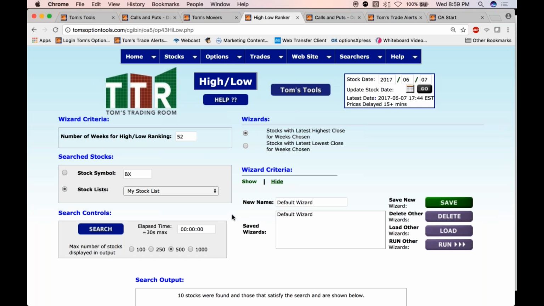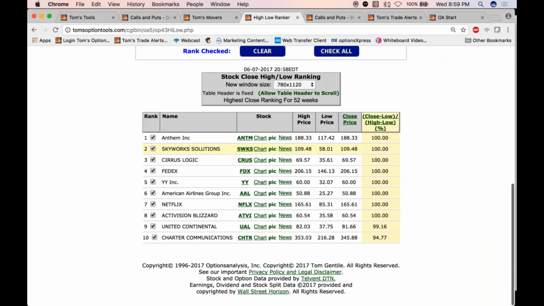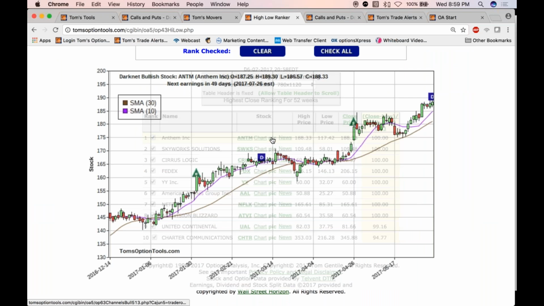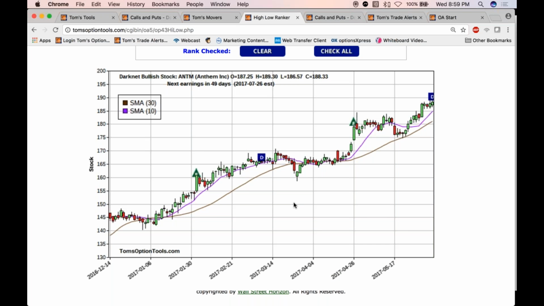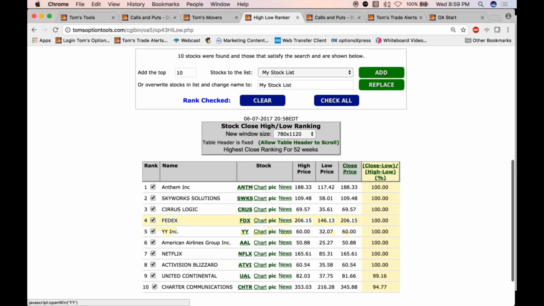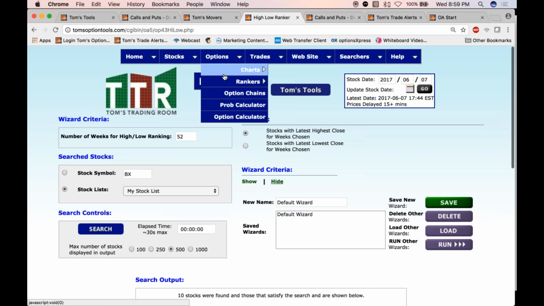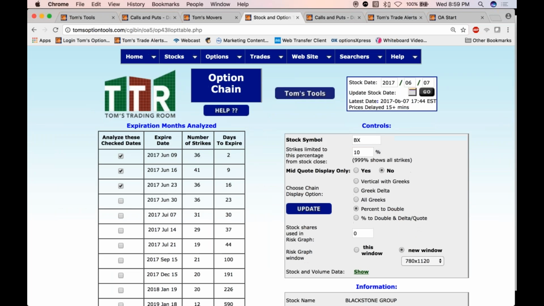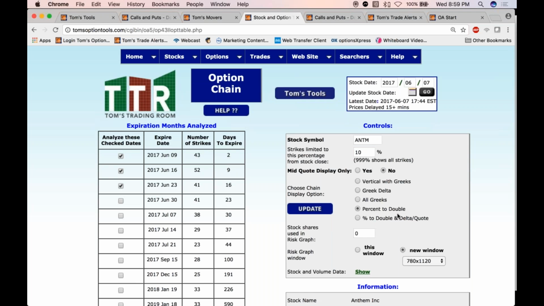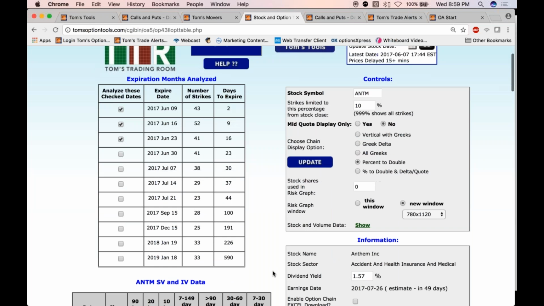Now, it might be easy to go and look at Anthem like we did. And we can do that pop-up pick again and go, wow, Anthem's looking pretty good. And then we could simply create a trade off of this. So I could go to options and go to option chains. I'm going to turn this into ANTM, Anthem. Let's click on update. This might be a trade that we may want to look at for the third week of July. So here's our first, second, third week of July.